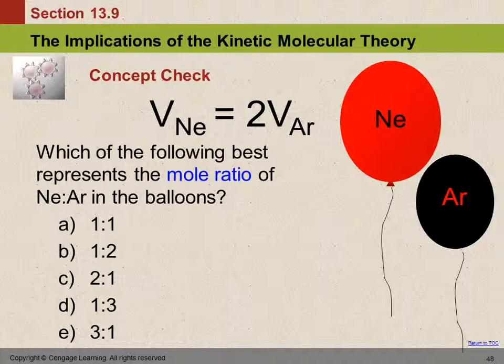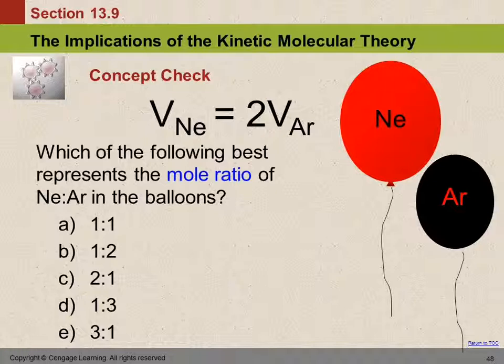Here's another question. So here we've got 2 balloons, and it says that the volume of the neon is equal to 2 times the volume of the argon. Which of the following best represents the mole ratio of neon to argon in those balloons? If the neon balloon is twice as big as the argon balloon, does that mean it has the same number of moles as argon? Or does it have more or less?